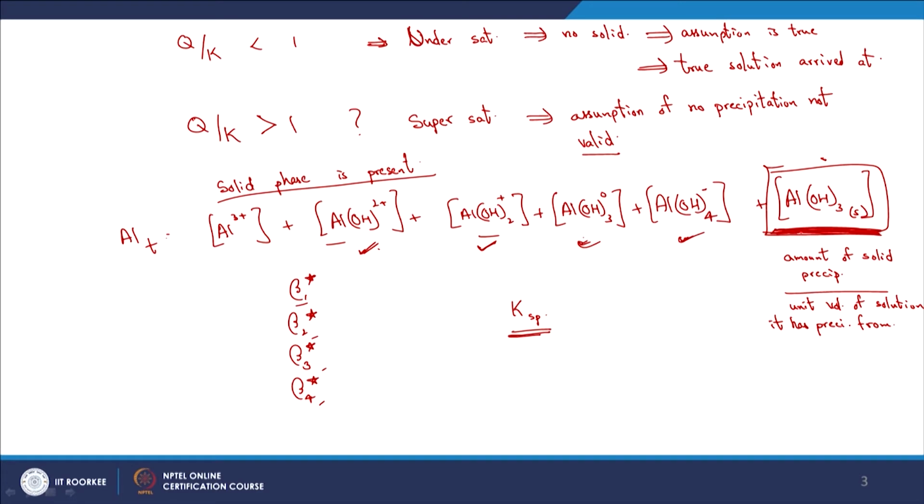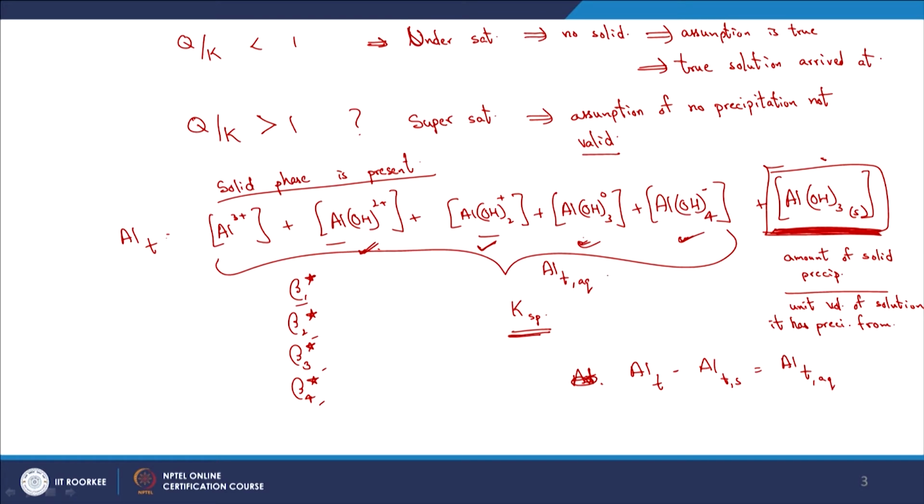Once you get this particular value, what can I calculate further? Let us say Al total minus this Al in the solid form. Well, what will that be equal to? Obviously Al total in the aqueous form. So this is your Al total in the aqueous form, and this is your Al total in the solid form, right? More or less what we have been discussing here. So with that you can go ahead and solve for it.